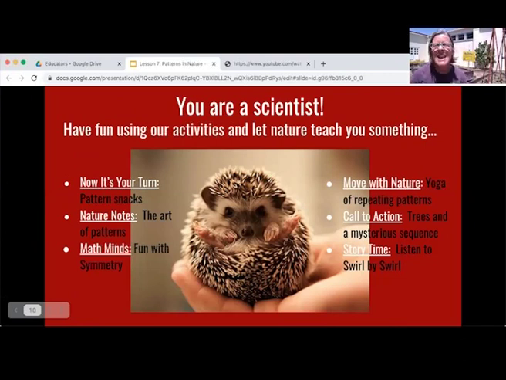Math Minds is thinking about different patterns of symmetry, same on both sides, right? And the branching patterns of trees and how we can transfer those into numbers. We have some yoga and also a fabulous story time called Swirl by Swirl, which again has its thinking and noticing a lot of nature's patterns.